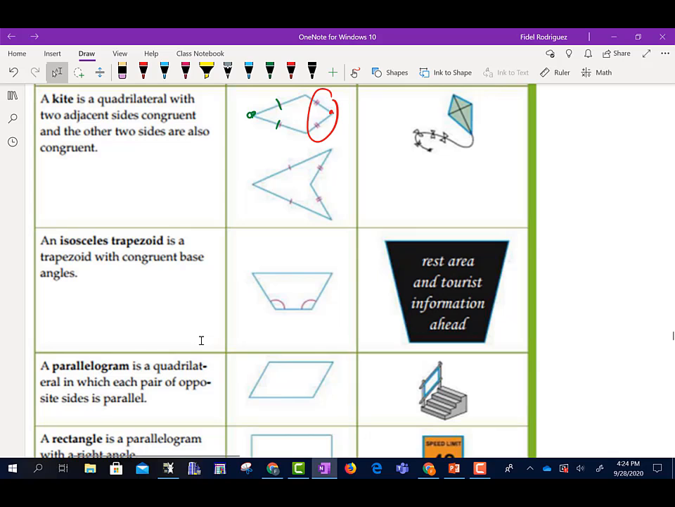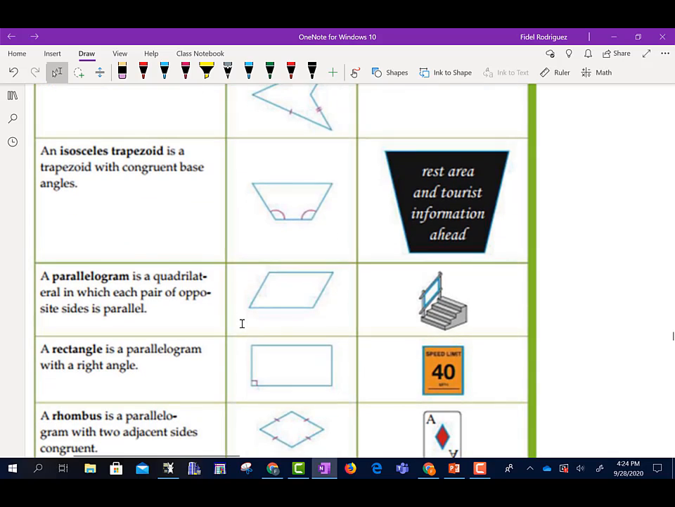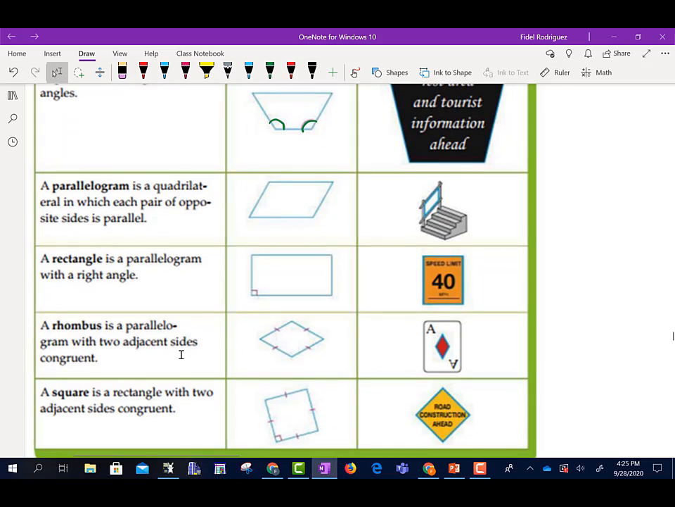An isosceles trapezoid is a trapezoid with congruent base angles. Okay, we got the picture right here. This angle here and that angle there have the same measure. A parallelogram is a quadrilateral where each pair of opposite sides is parallel. So these are parallel here, and those are parallel there.